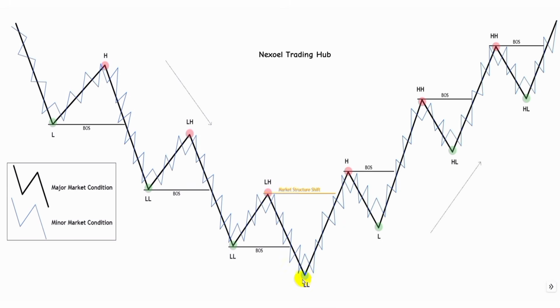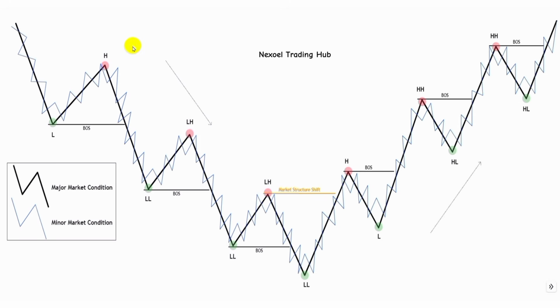Now you can see this lower low point sponsored the move to the upside that broke this lower high point. This is when we have the major market structure shift? No, this is just a minor market structure shift based on the minor market condition. When price took out this high point, it is just a minor market structure shift. That doesn't mean that the market has turned into a bullish market condition as the overall directional bias, until price breaks through this high point, then we have a full market structure shift.